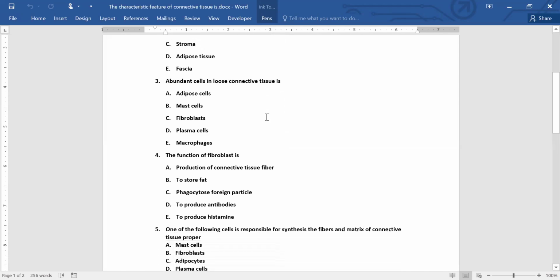The abundant cell in loose connective tissue is: adipose cells, mast cells, fibroblasts, plasma cells, macrophages. So the correct answer is the fibroblast cell.